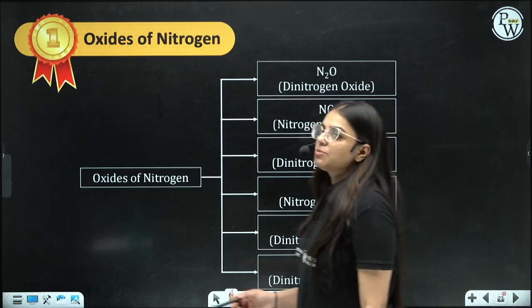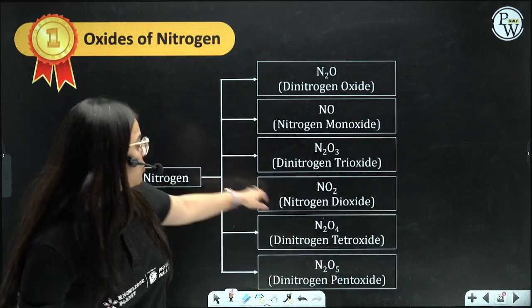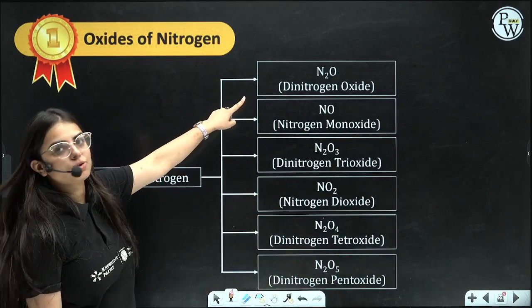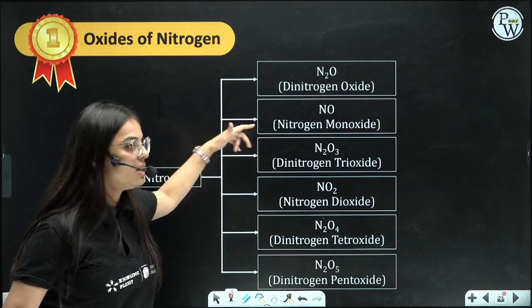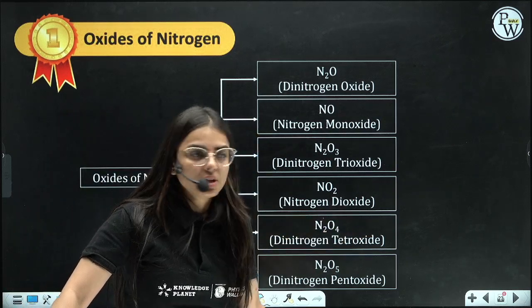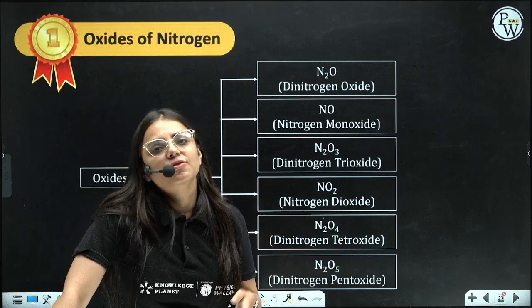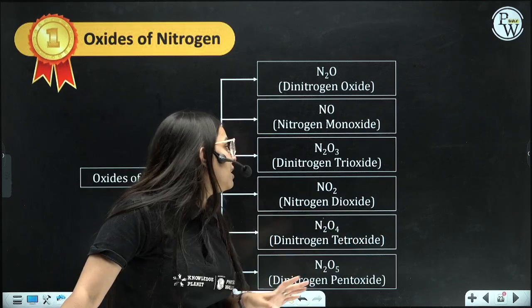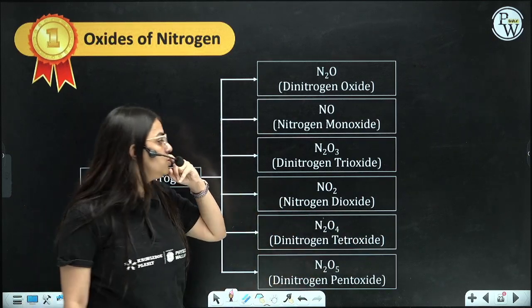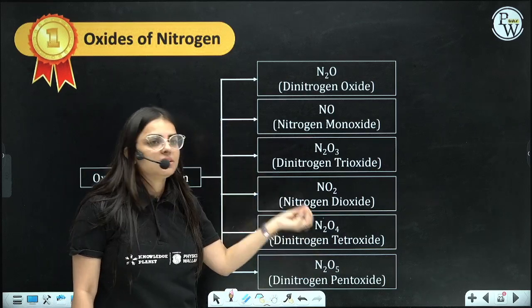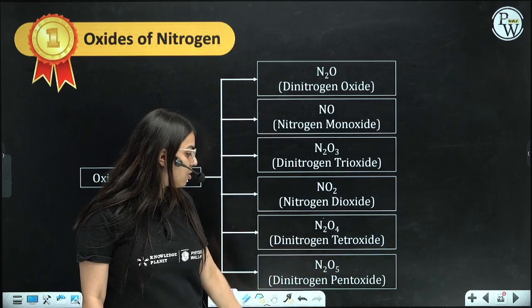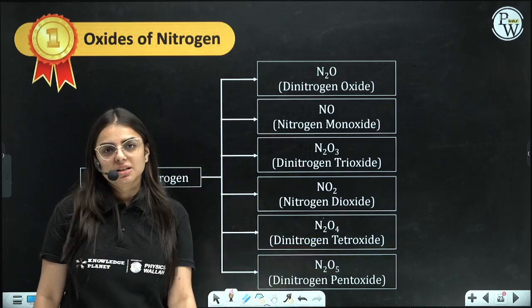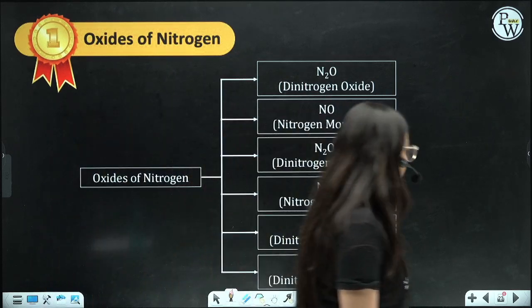Now, students, comes oxides of nitrogen, right? In oxides of nitrogen we have dinitrogen monoxide, that is N2O. Then nitrogen monoxide, NO. Now only we have seen a reaction: when N2 plus O2 reacts, it produces nitrogen monoxide, even referred to as nitric oxide directly. Then comes dinitrogen trioxide, N2O3. Then nitrogen dioxide, NO2. Then N2O4, that is dinitrogen tetroxide. And at last we have dinitrogen pentoxide, N2O5.